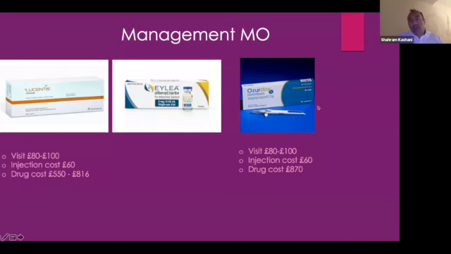And Ozurdex is about £870 per implant. Now, I don't know what the NHS prices are. It's probably a bit cheaper, with what the NHS negotiates, but that's kind of outside my remit, I'm afraid.